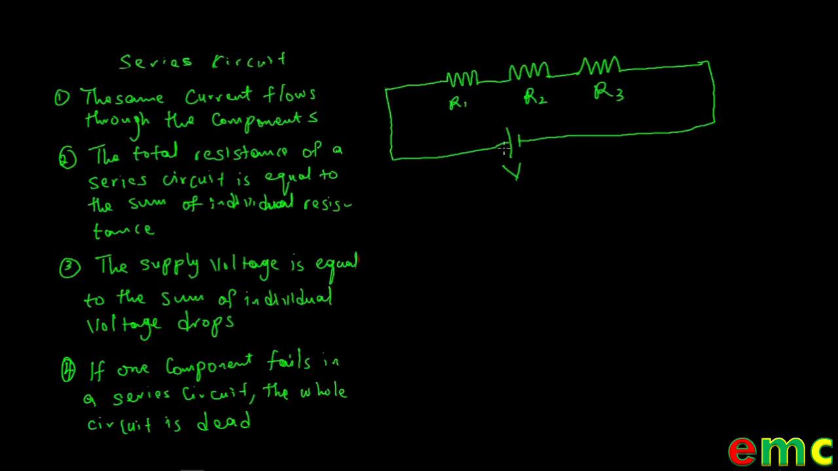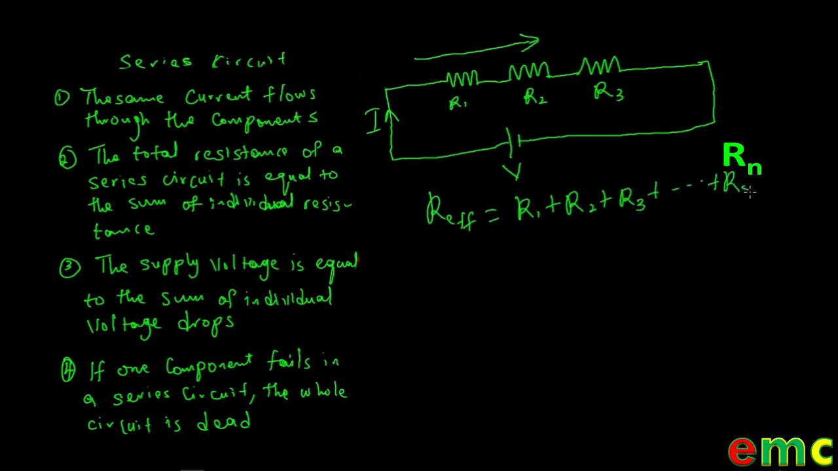Here is the summary of the properties of a series circuit. In a series circuit, the same current flows through the circuit because there is only one established path for current flow. As we have in this diagram, we have only one current. The same magnitude of current is flowing through the circuit. And also the effective resistance, which is the total resistance of a series circuit, is equal to the sum of all the resistance present in that circuit.